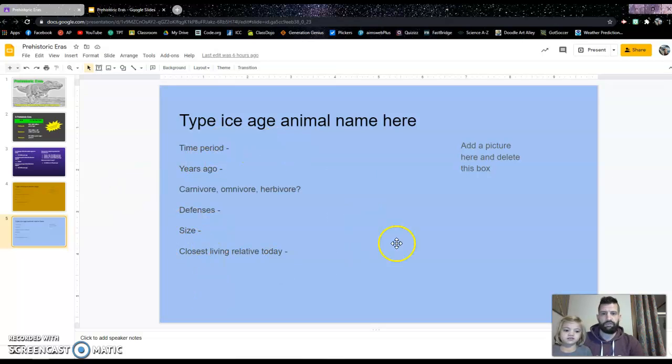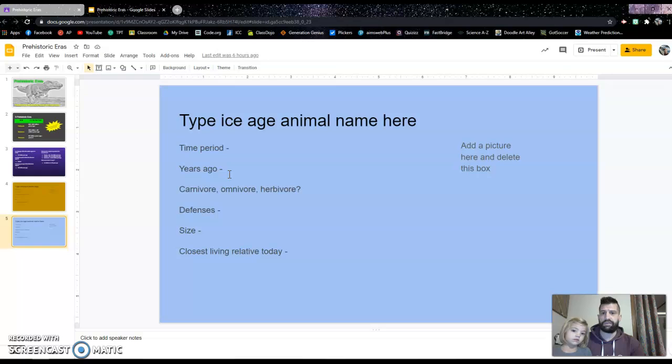Okay. Same information you're looking up. This time it's just with the prehistoric animal. The time period will be, we already know, we talked about it, the Cenozoic era. If you want to get more detailed than that, you can if you have time. The years ago, again, we know we're only talking between 2.5 million to 11,700 years ago. Not that long ago. Carnivore, omnivore, herbivore, we know that.